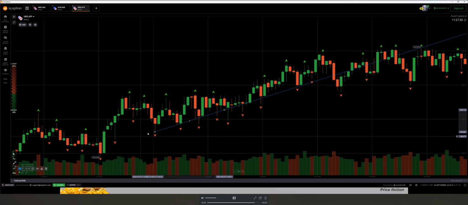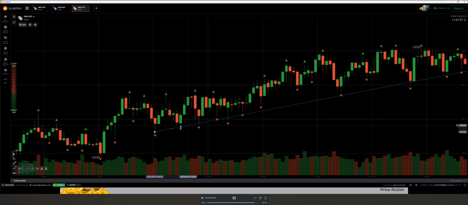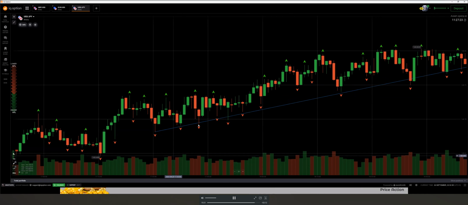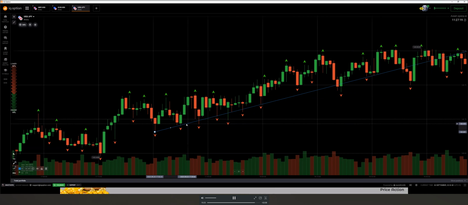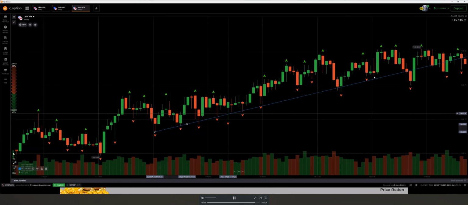If you are using the fractal, that will be very easy. If you join one fractal point to another fractal point, it will become a more accurate support and resistance trend line. If you use the fractal to fractal touch, you can see it acts as the support and resistance, right? Okay. So I think you have to follow these points.